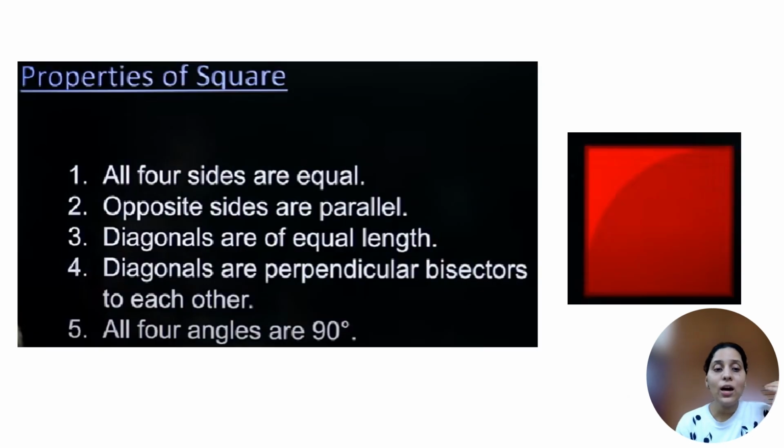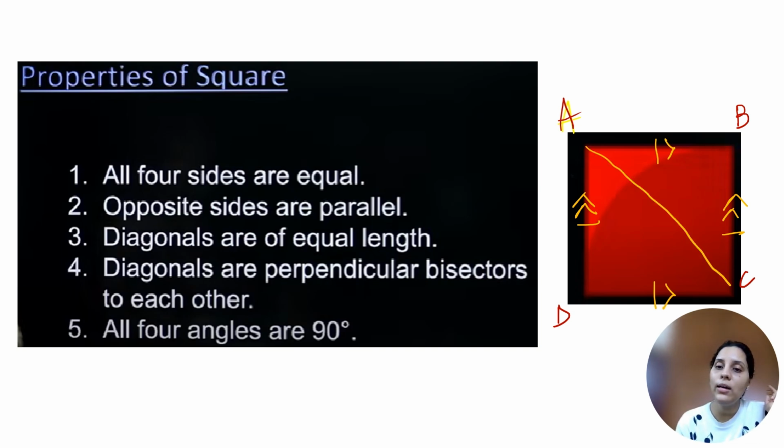Now what are the properties of it? Let me label this square ABCD. All four sides are equal: AB equal to BC equal to CD equal to DA. Opposite sides are parallel. As we know, a square is also a parallelogram. Diagonals are of equal length. That means AC is equal to BD.